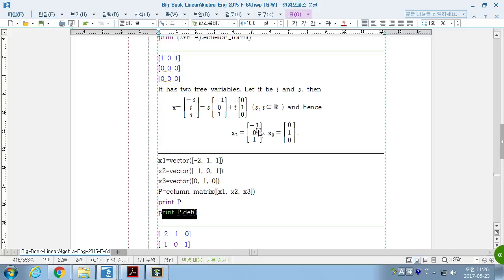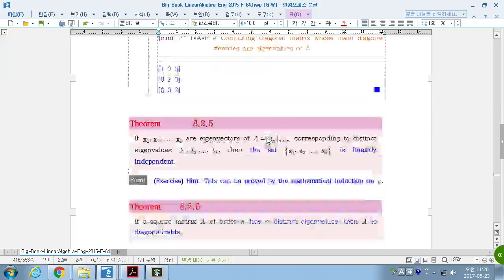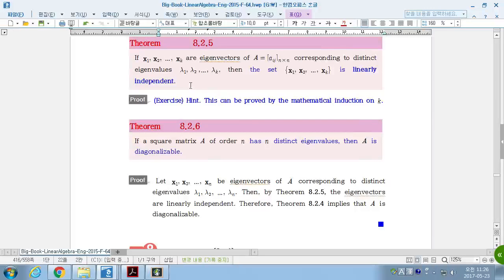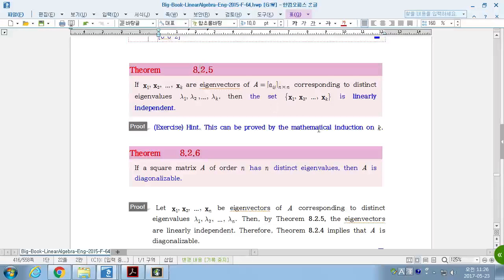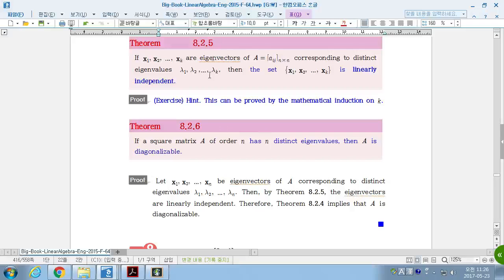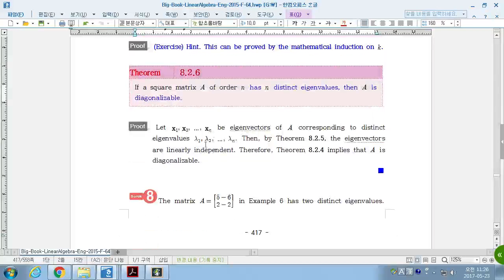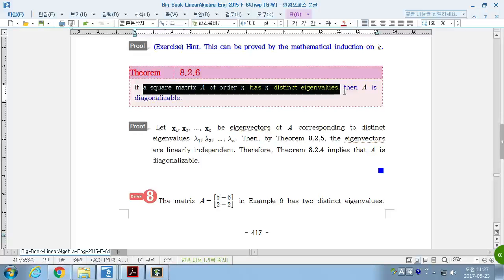Then corresponding eigenvectors are all linearly independent. 굉장히 중요한 사실이에요. This is very important fact. Okay? Yeah. This can be shown by mathematical induction. But I will, here, theorem 8.26. So, if a square matrix A of order n has n distinct eigenvalues, then what that means is we have at least n linear independent eigenvectors. So, the matrix should be diagonalizable.